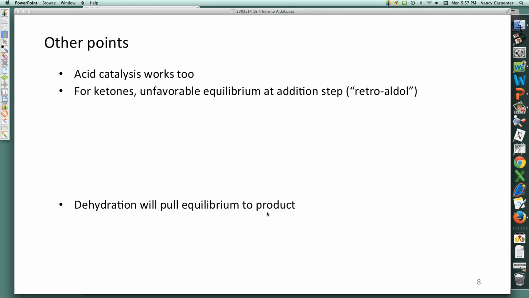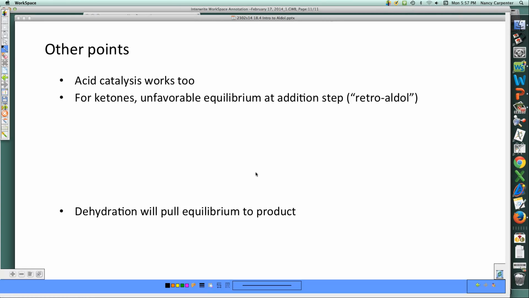Again, I want to emphasize the fact that if you want to get a good yield, you can dehydrate your aldol product to get to the alpha-beta unsaturated conjugated system. That's not all that difficult. All it takes is a little heat, and that can take place under acidic or basic conditions, as we've already seen.